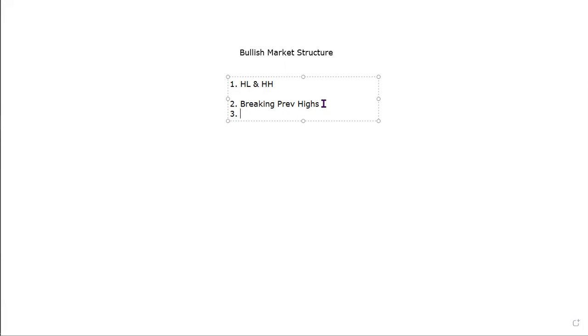So what is that last characteristic I'm talking about? Very simple, respecting previous lows, right? That is very straightforward. As long as the market is breaking previous highs, number 1, and respecting previous lows, number 2, those are your 2 characteristics that would verify that you are still in a bullish market. Obviously, number 1 will help you identify that it is a bullish market structure, right? So bullish market structure, that is it.